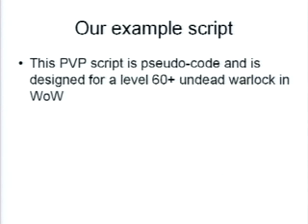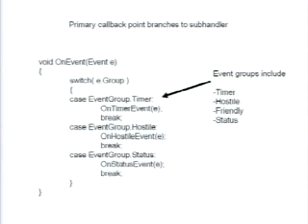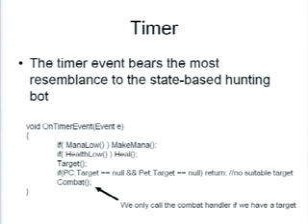So the PvP script I'm going to show you is pseudocode designed for a level 60 plus Undead Warlock in WoW. There's an on-event handler, and there are many different types of events. One of the types, for example, is a hostile event. That would be if someone tried to come up and punk you, or some rogue came up and sapped you, or something like that. So you'd immediately get an event of hostile type. There's also a timer event.